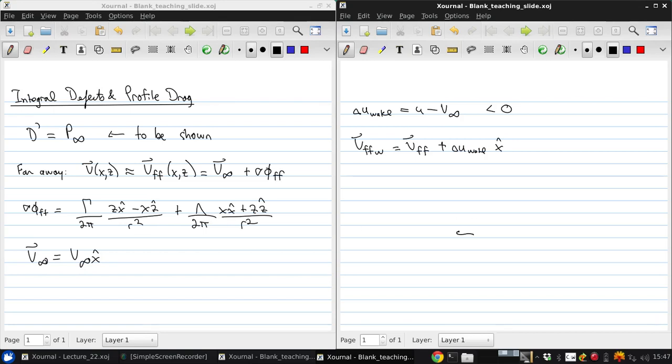So if we have an airfoil with some V infinity, then the flow will come in at the stagnation point, and then the wake will come off here. The wake velocity has some negative distribution just here in the airfoil's wake region.